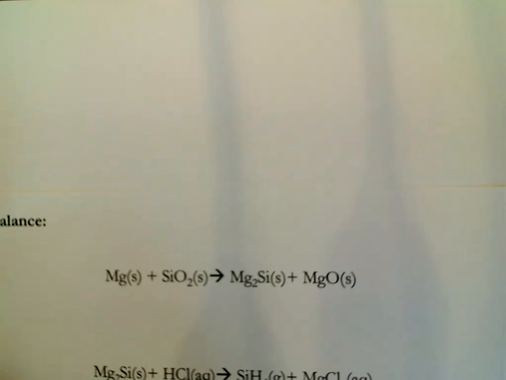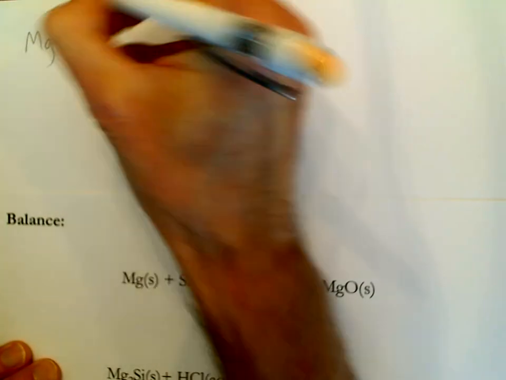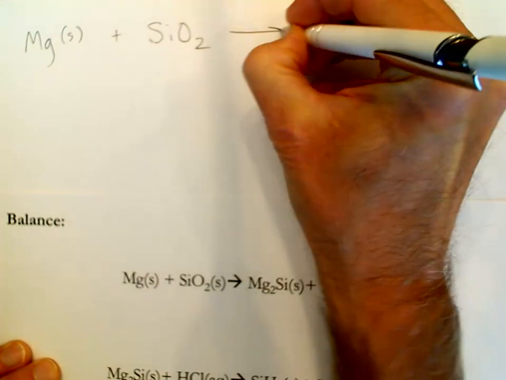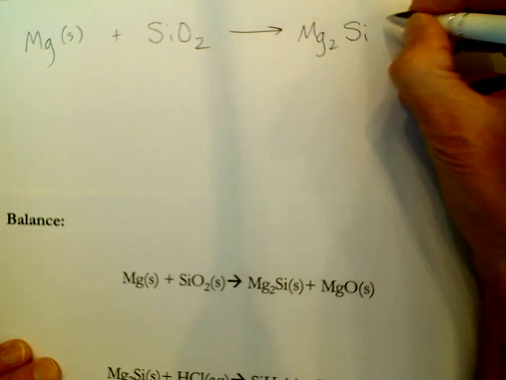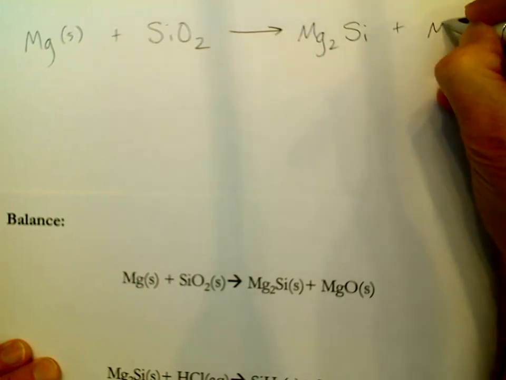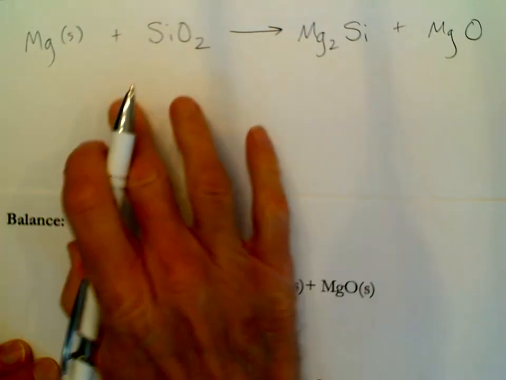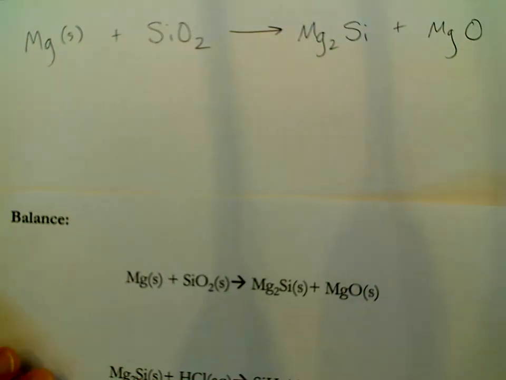I'm gonna write this reaction up here at the top. So I've got solid magnesium plus silicon dioxide goes to magnesium silicide and magnesium oxide. And you'll notice I've dropped the states because in terms of the law of conservation of matter, that's not going to matter. No pun intended.